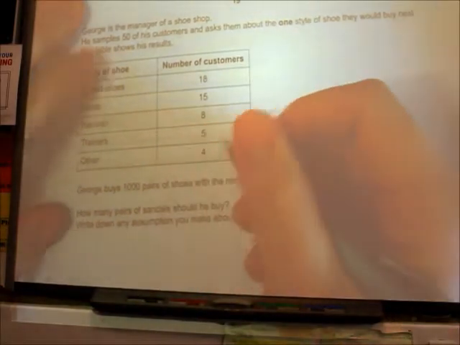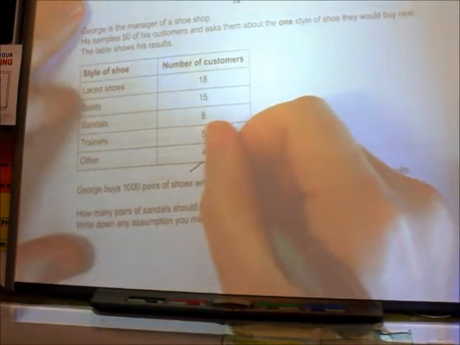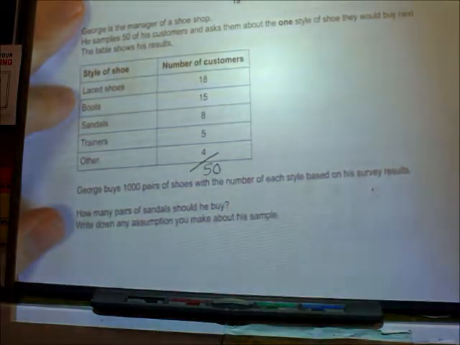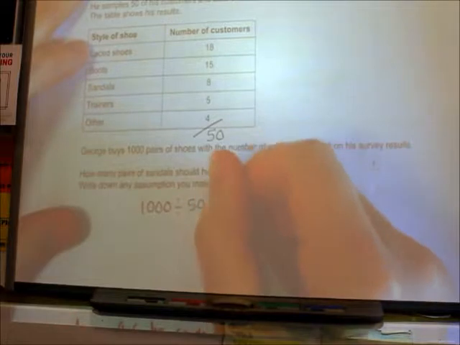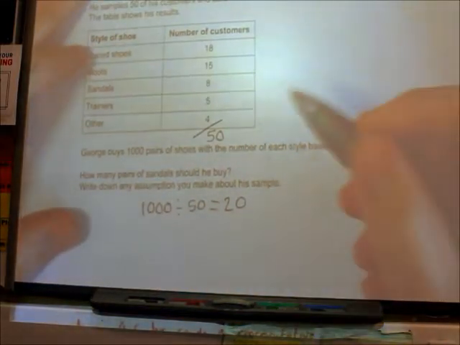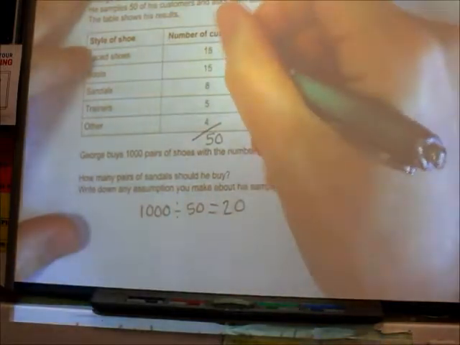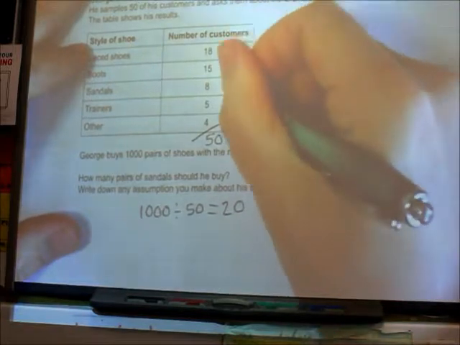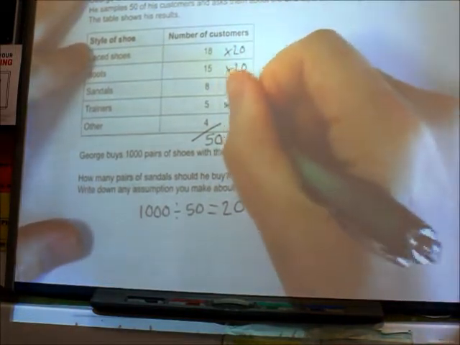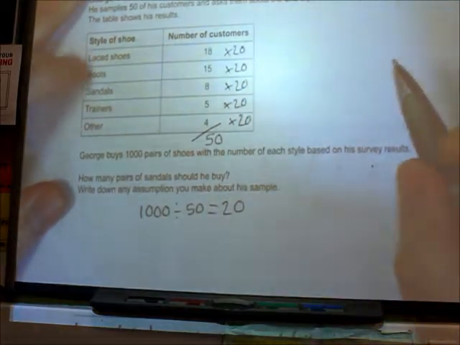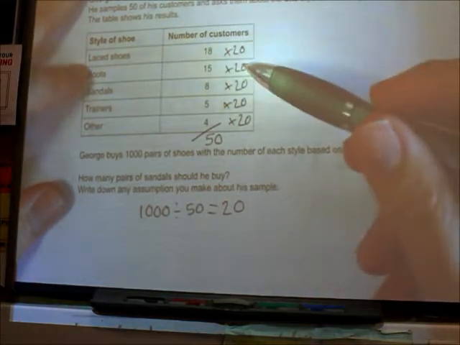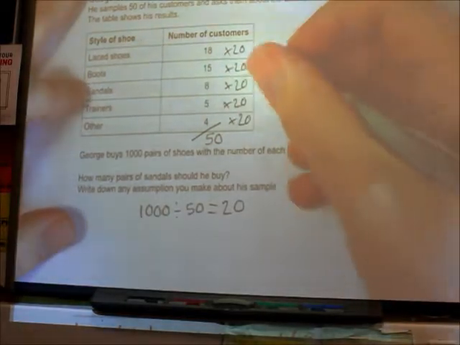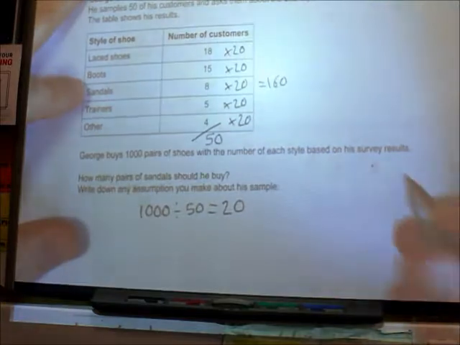First of all, you need to make sure that you know he sampled 50 people. The next bit is how many times does 50 go into 1,000? So we're going to do 1,000 divided by 50, and that will give you 20. So that means for each person he has asked, we're going to multiply it by 20, because this will tell us how many pairs of those shoes he is going to buy. And the question is, how many pairs of sandals does he buy? Well, he will buy 160 pairs of sandals, so 160.